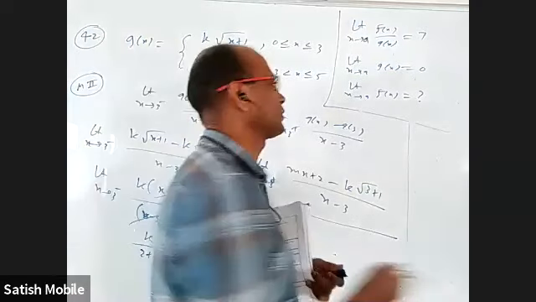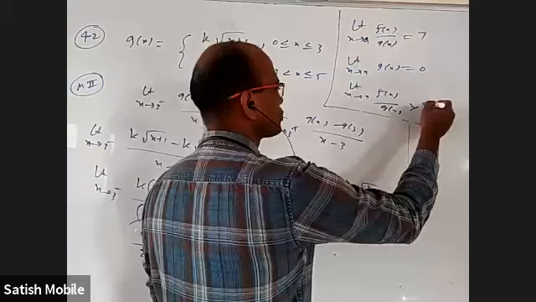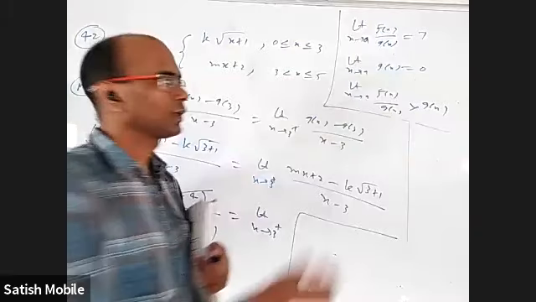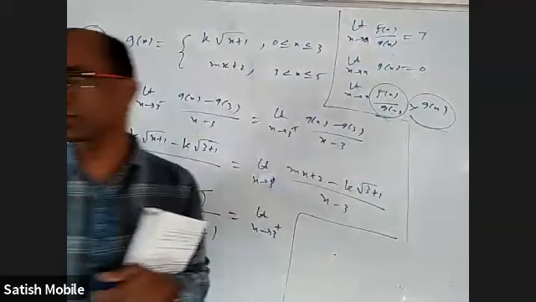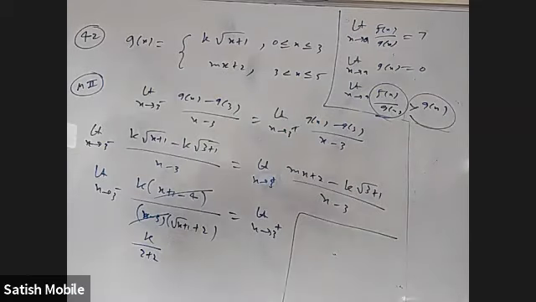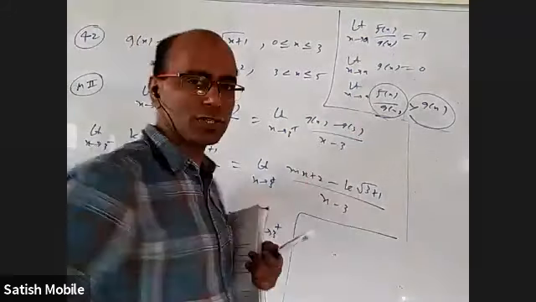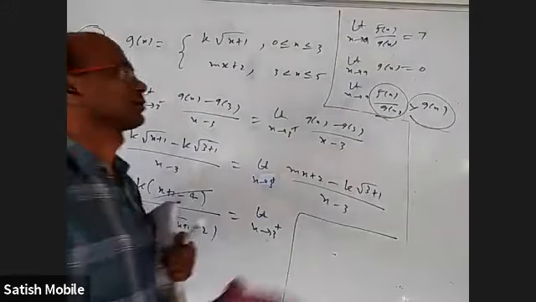Another simple way I will tell. This f of x, can't you write it as f of x by g of x into g of x? Yes. This limit is 7, this limit is 0. What is 7 into 0? 0. That's it. It is simply the product of those two. Isn't it? That's a simple question, right? But it appears to be very complicated.